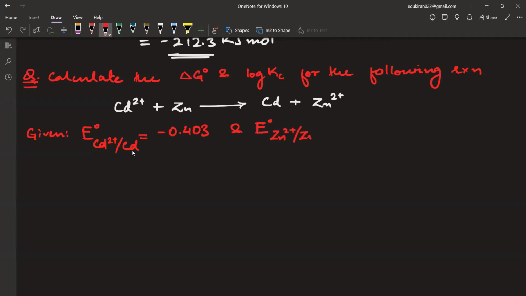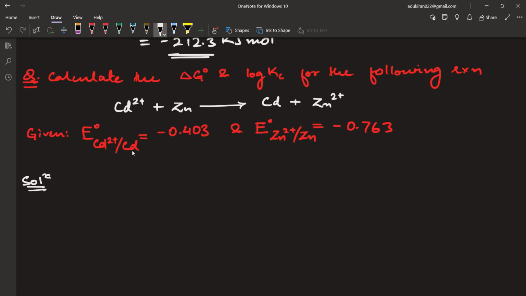zinc 2 plus to zinc is equal to what? It is equal to minus 0.76, and 3 I think at the end, 3 digits. E naught Zn 2 plus to Zn is minus 0.763. Okay, these are the things given. And you have to calculate.